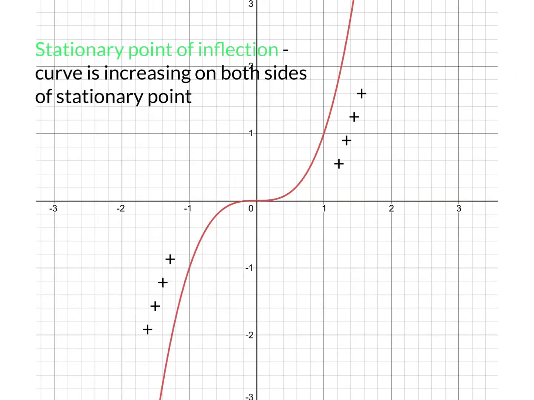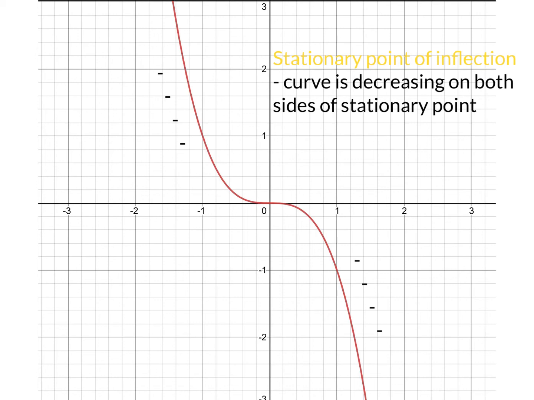Our first example of a stationary point of inflection, notice that we have positive gradients on the left and right of the stationary point. So it's increasing on the left and increasing on the right. Whereas one where a stationary point of inflection is decreasing on both sides, so we have negative gradients on the left and negative gradients on the right of the stationary point.